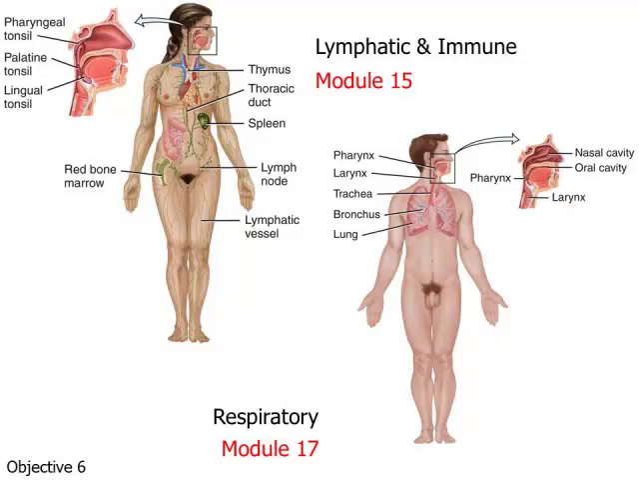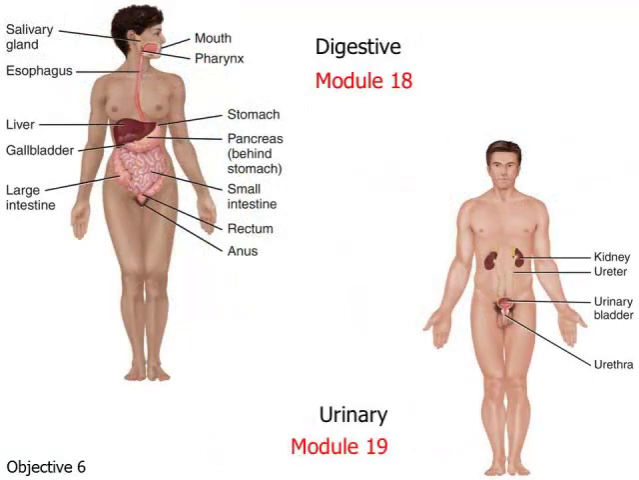Now in Module 17, we'll look at the respiratory system. These are the lungs and associated organs that help bring oxygen into the body and help excrete carbon dioxide from the human body. Module 18 is the digestive system. So materials that go into your mouth and come out the anus are the responsibility of the digestive system. Module 19 is the urinary system. This is the fluid handling system and also the waste handling system of the human body. Wastes that aren't handled by the digestive system are handled by the urinary system.